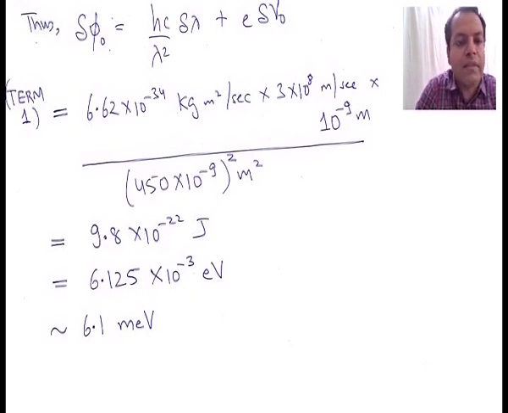We will plug in the Planck's constant and the speed of light and divide by the wavelength square, taking care of all the units to be in the SI units or any other consistent unit system. And I get the value as 9.8 into 10 raised to minus 22 joules. This I can divide by 1.6 times 10 to the minus 19 to write my energy in terms of electron volts. And this gives me the work function uncertainty, keeping to only 1 decimal, 6.1 milli electron volts.